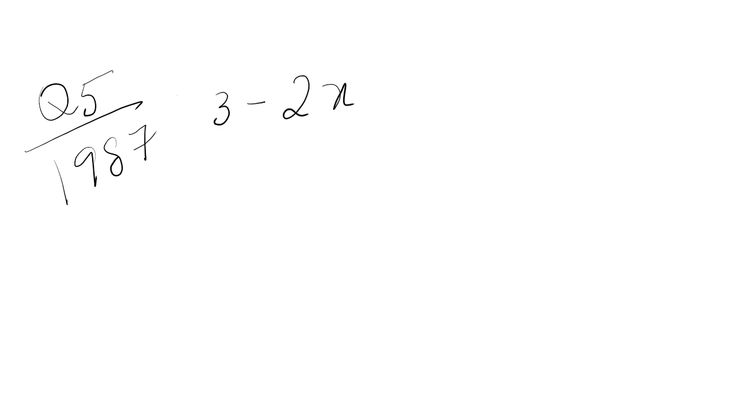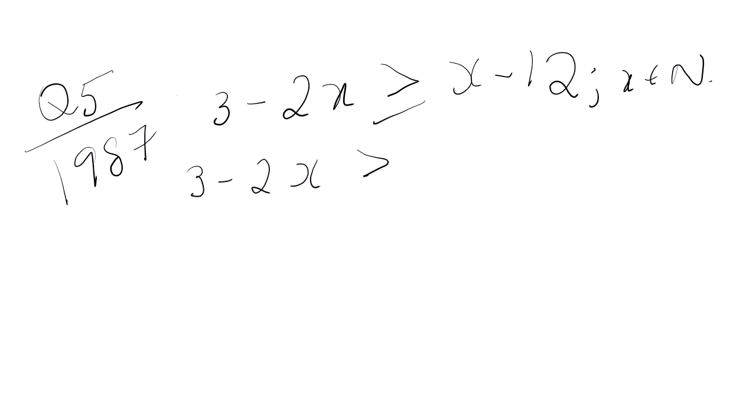Now let us do, this is your fifth question. This is simply a board question, a very old board question, 1987. Solve the inequation 3 minus 2x is greater than or equal to x minus 12, given x belongs to natural numbers. Okay, so 3 minus 2x is greater than or equal to x minus 12.